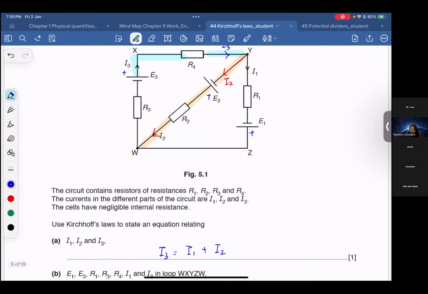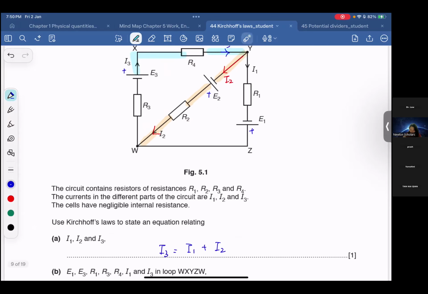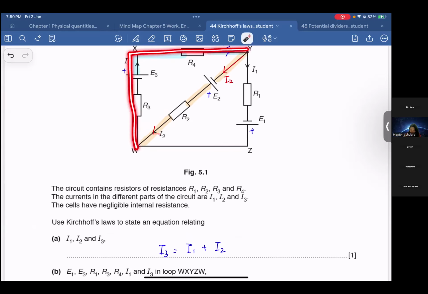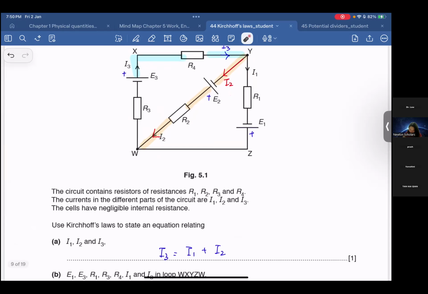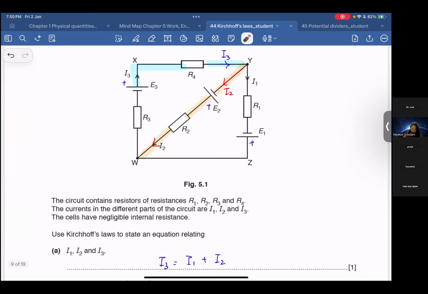Next, E1, E3, R1, R3, R4, I1, I3 in the loop of W, X, Y, Z, W. Okay, this part. So how are we going to solve this? First, the EMF. We look at the EMF here, the battery here. This one is going out.